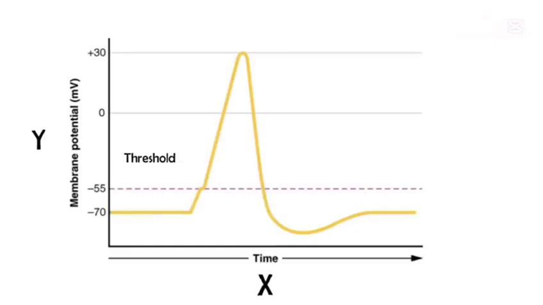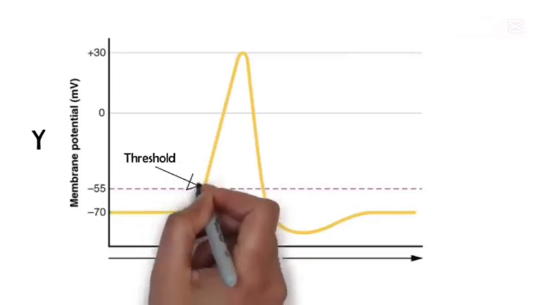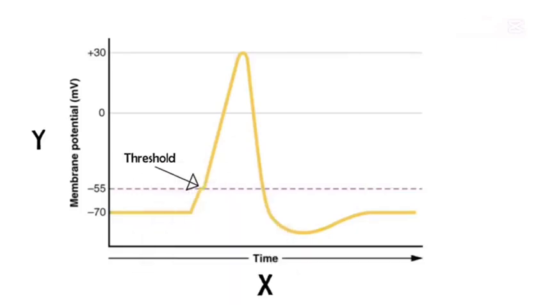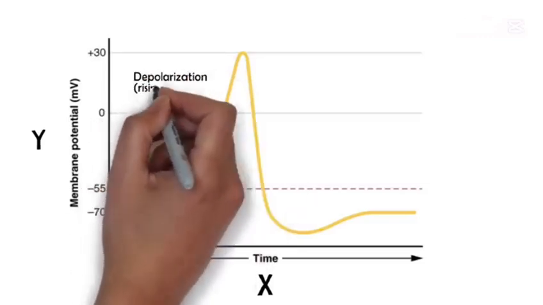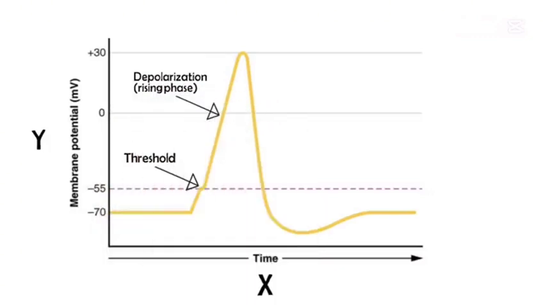When threshold is reached, a large number of sodium channels open, allowing positively charged sodium ions into the cell. This causes massive depolarization of the neuron as the membrane potential reaches zero and then becomes positive. This is known as the rising phase of the action potential. The influx of positive ions creates the electrical signal known as the action potential, which then travels down the neuron.